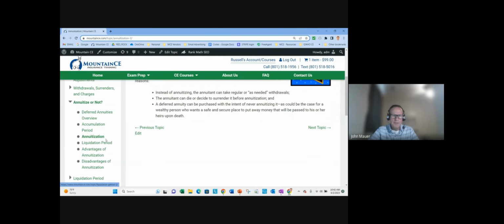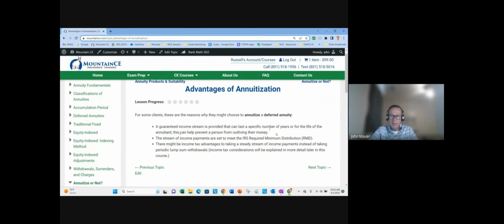All right. Okay, so let's just review some advantages of annuitization. The flipping of the switch. So an advantage of annuitization is that it provides a guaranteed income stream that can last for a specific number of years or for the life of the annuitant. So this can help prevent a person from outliving their money.